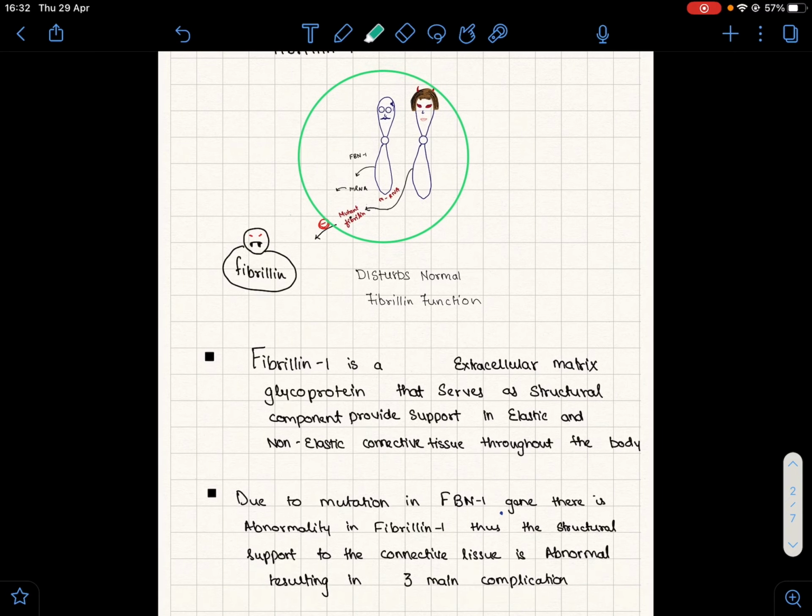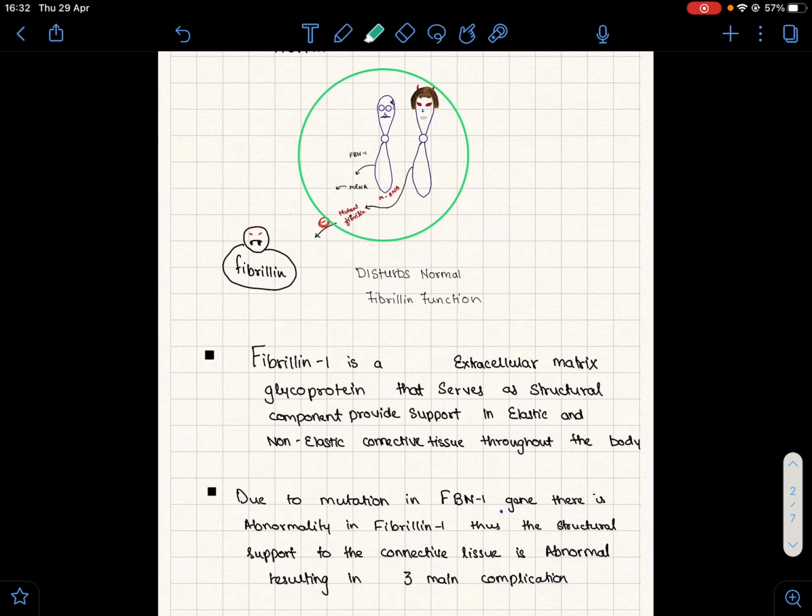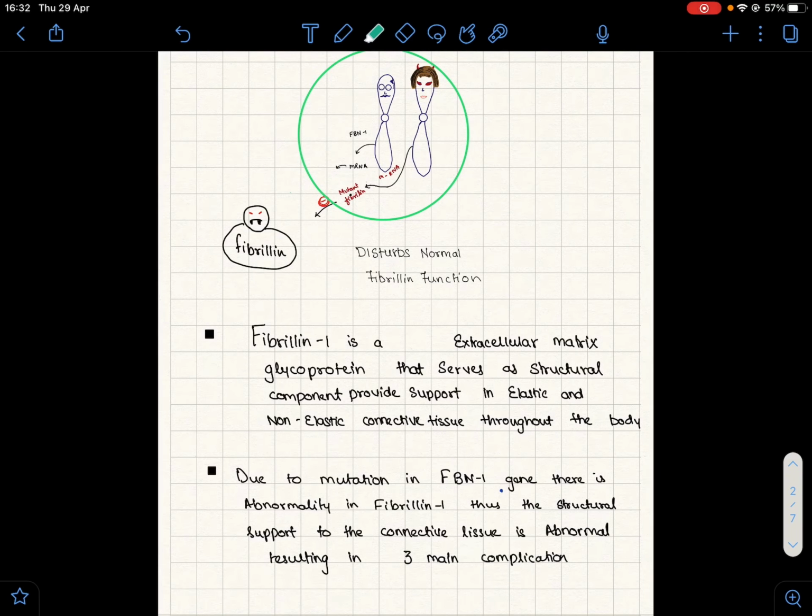Normally, fibrillin is an extracellular glycoprotein that serves as a structural component and provides support to elastic and non-elastic connective tissue. Here there is a mutation in the FBN gene, so whatever fibrillin is produced is in mutant form.